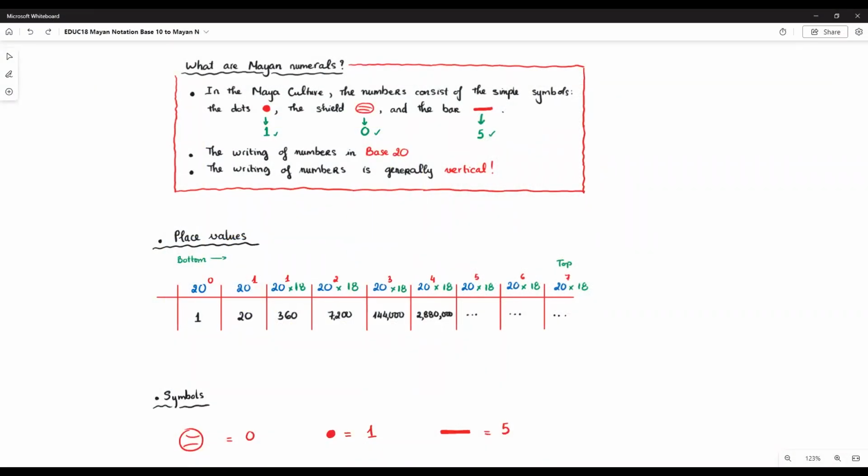My name is Phong, and today I would like to show you how to convert a number in base 10 to the Mayan notation.